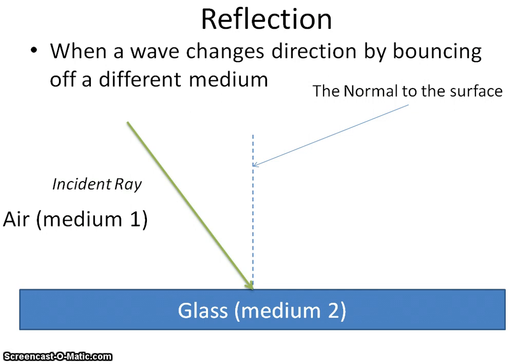The important part is that it's coming in at some angle, but what angle do I measure it at? I have two angles here. I can measure it to here, or I can measure it to the normal. We measure it to the normal. This is called theta incident. So this is the incident angle. And now that ray is going to reflect. That's called a reflected ray. And it's also going to come off at some angle. And again, we measure it to the normal.